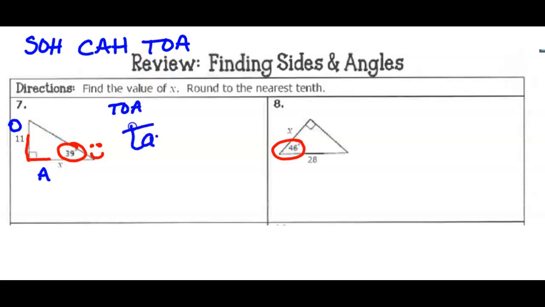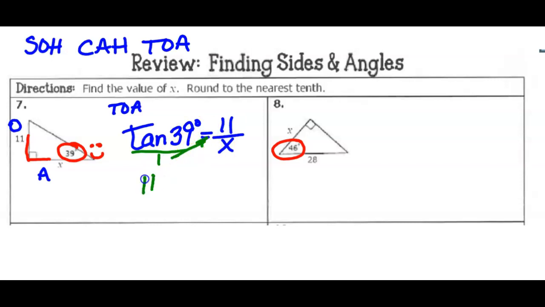So we write the tangent of the angle equals, and it's OA, so it's O over A, so it's 11 over X. Now, some of you probably remember when the X is on the bottom, we have to divide. Okay, but if you can't remember, what we're doing is we're making this a proportion by putting it over 1, then we cross multiply.